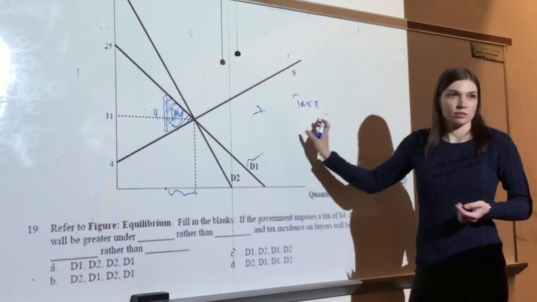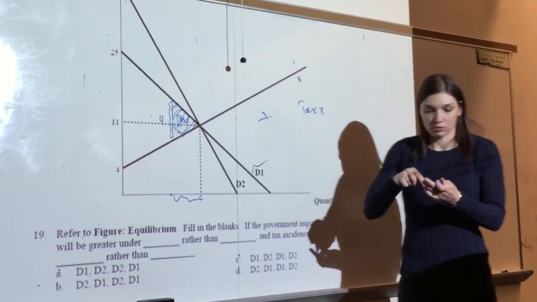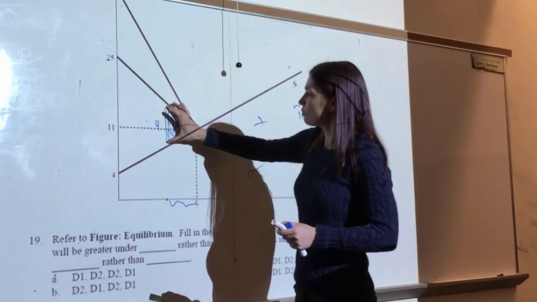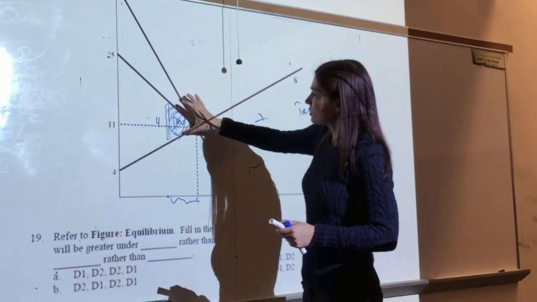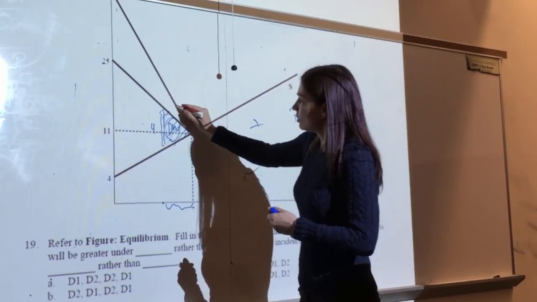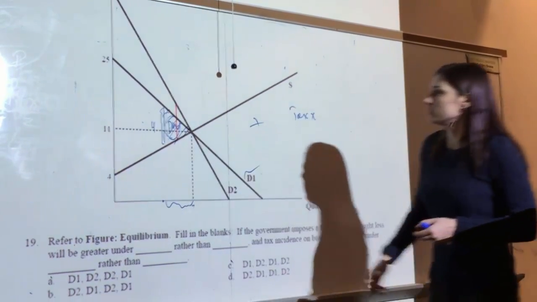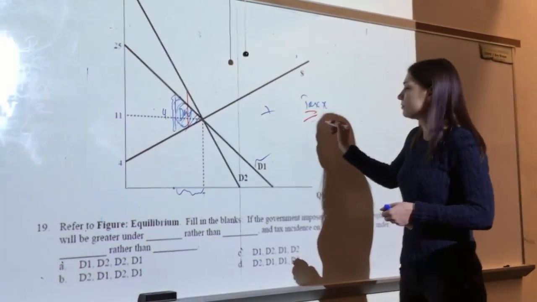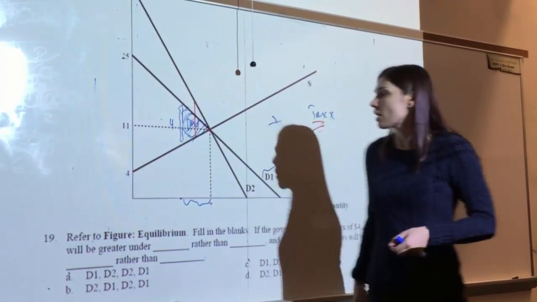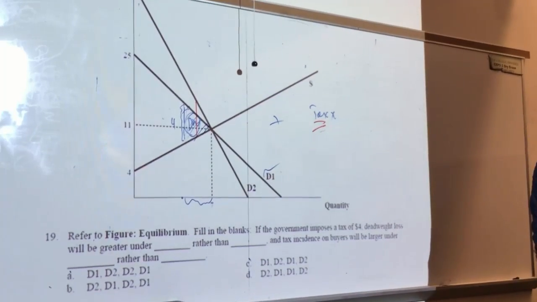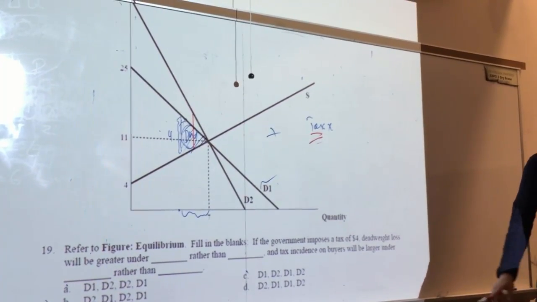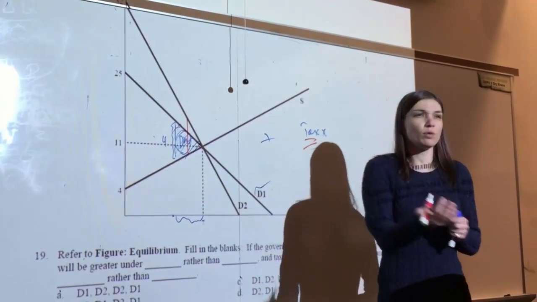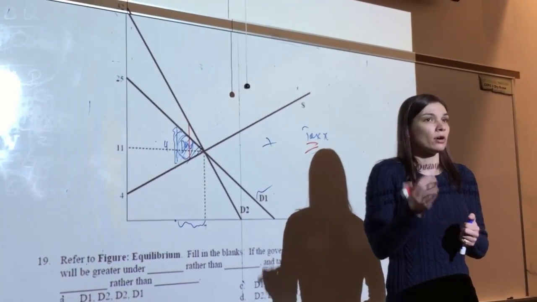So for the same tax, the difference between the supply and demand curve is going to be 4. And 4 is here. Right? 4 is there for D2. So tax is the same. The decrease in quantity, is it higher under D1 or under D2? D2. Sorry, no, the decrease in quantity is higher under D1. So the deadweight loss would be higher under D1.